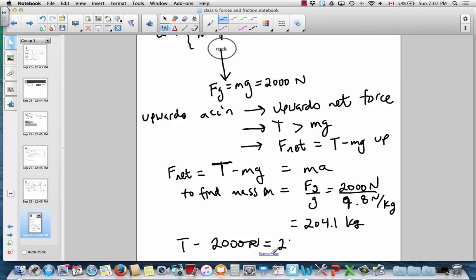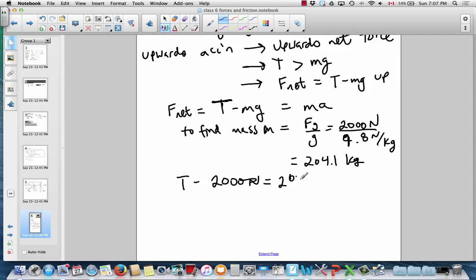So it's 204.1 kilograms, and then in the net force equation it's mass times acceleration, so it's 3 meters per second squared of acceleration.